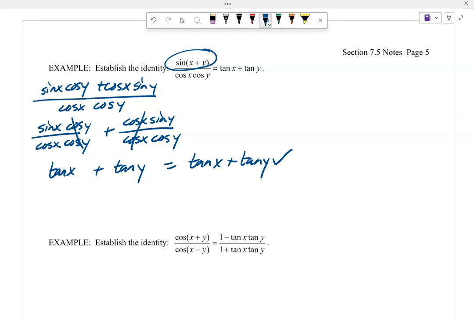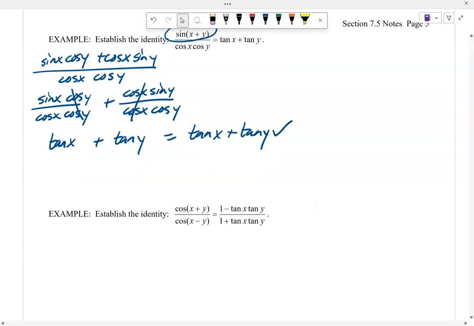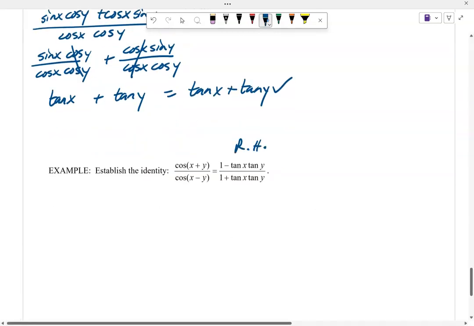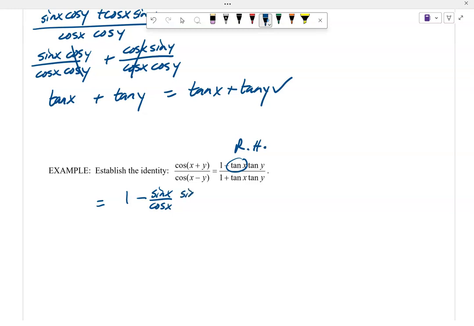All right, and one more. Let's go ahead on this next one. The more complicated side to me is this right-hand side, so I'm going to work with the right-hand side. So I've got 1 minus tangent x tangent y. So 1 minus, now remember, tangent of x is sine x over cosine x. Tangent of y would be sine y over cosine y. Over 1 plus tangent x, tangent y.